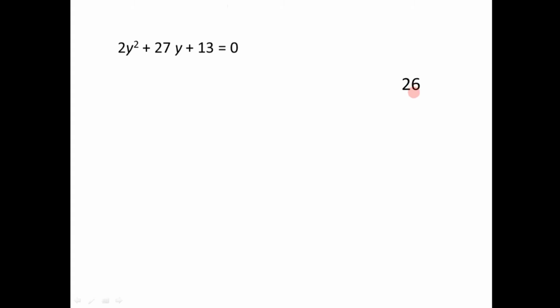And now this time we have to factorize 26 such that the product of those two factors must be 26, that is plus 26, and the addition or subtraction must be plus 27. So such factors are 26 and 1, because 26 into 1, that's 26, and 26 plus 1, that's 27. Here we have 26 and 1, these are the factors of 26. I will write the first term as it is. We split 27y into 26y plus 1y plus 13, that is the constant term as it is equal to 0.